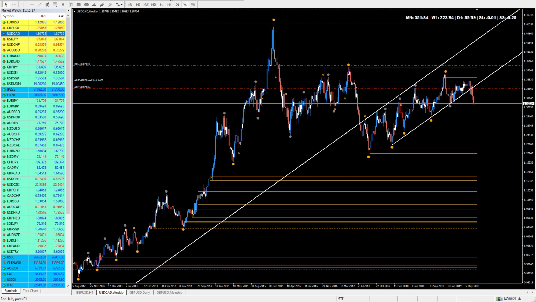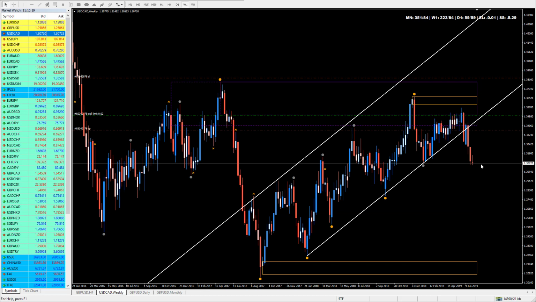Then you can also say, okay, well, do we have some opposing areas here that we need to be aware of? And notice that we have this area here, which price is currently sitting on. Is this a good area? No, it's not terribly good. And why is it not good?